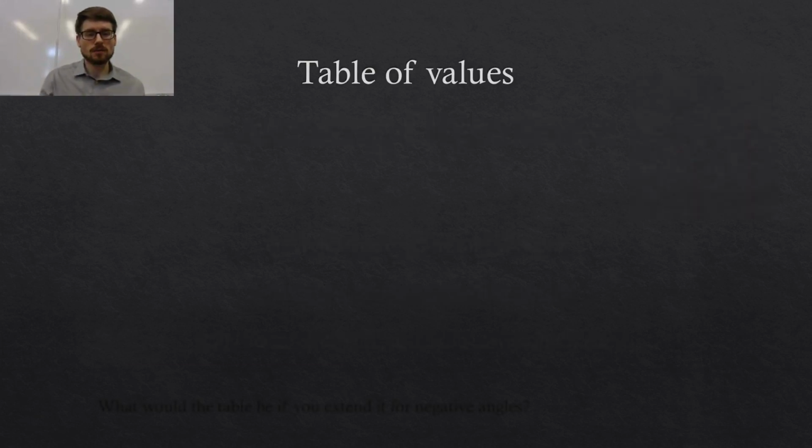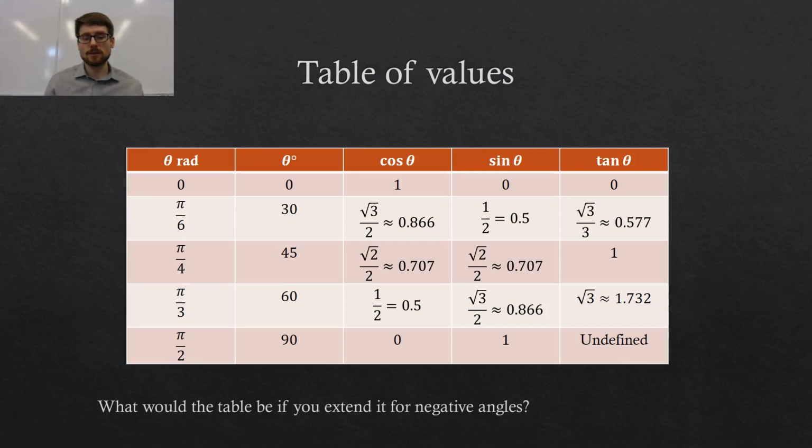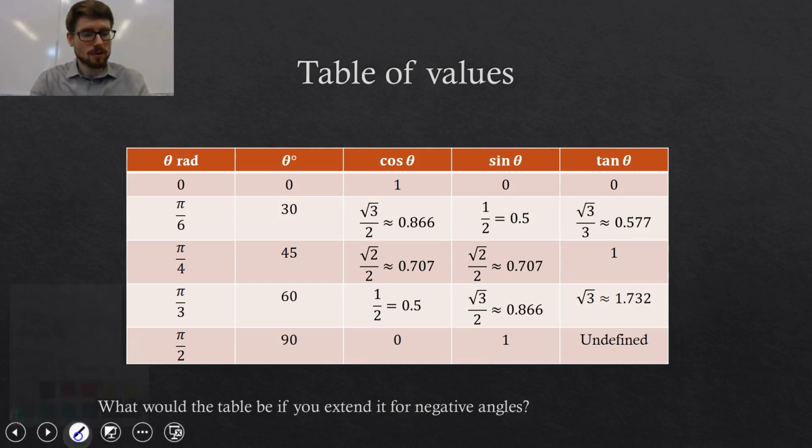Okay, so let's first build a table of values for the three functions of interest, cosine, sine, and tangent. So I gave angles in both radians and degrees, and then the values for cosine, for sine, and for tangent. So for example, if my angle is 0, so if I recall the unit circle and I draw an angle of 0, that's my point for an angle of 0.